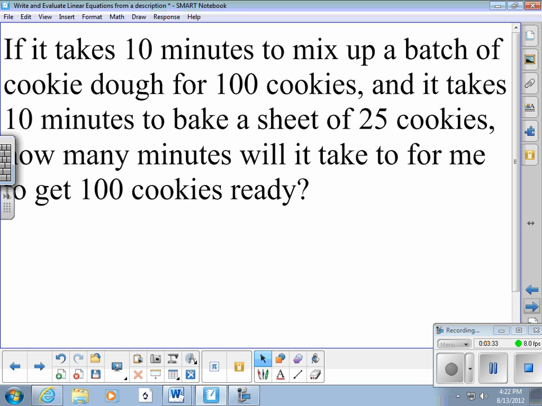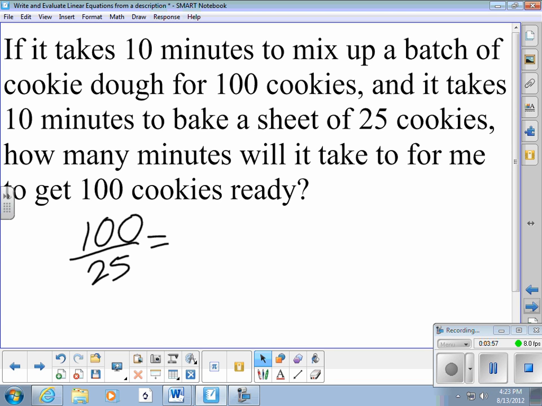Another quick example. Once you catch on to the pattern, go ahead and go to the work at the tables in the middle of the room. Anyways, in this case, we're doing 100 cookies, and we can do 25 on a sheet. How many sheets, how many batches do I have to cook?